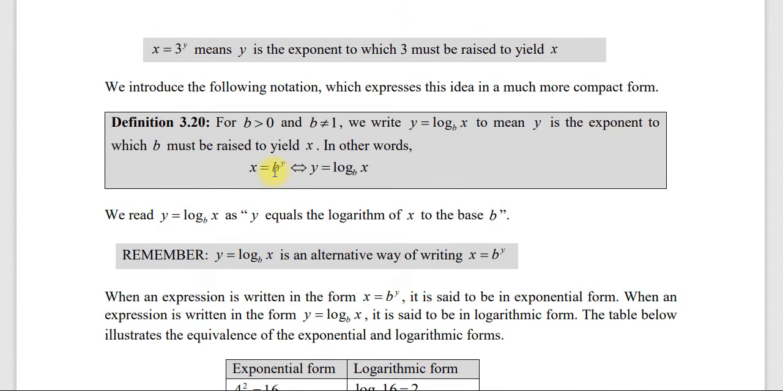We read y which is equal to log x in base b as y equals the logarithm of x in the base b, or simply log x in base b. Remember, y which is equal to log x in base b is an alternative way of writing x which is equal to b to the power of y. That is, x which is equal to b to the power of y has the alternative expression y which is equal to log x in base b.